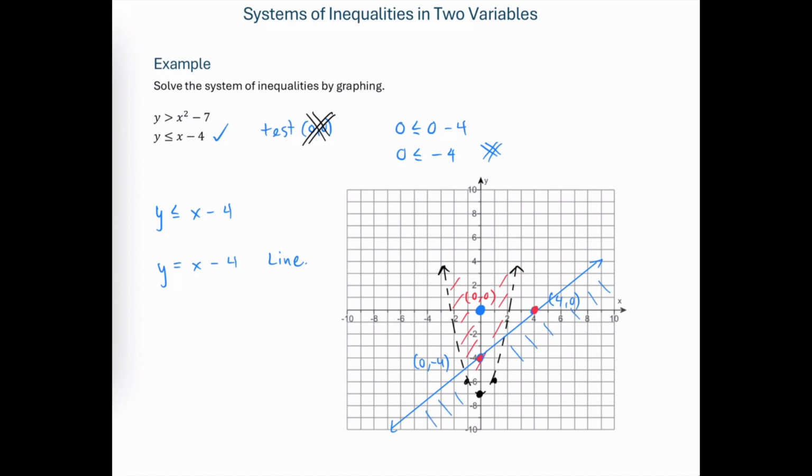So now we want to find out where these two regions intersect or overlap. So the solution region here is going to be the region that is both under the line but also above the parabola, which means that we're looking at this region here. The line above is a solid line, and the parabola below is a dotted line. And so this shaded region is our solution.